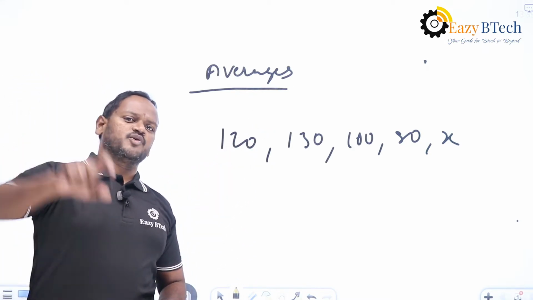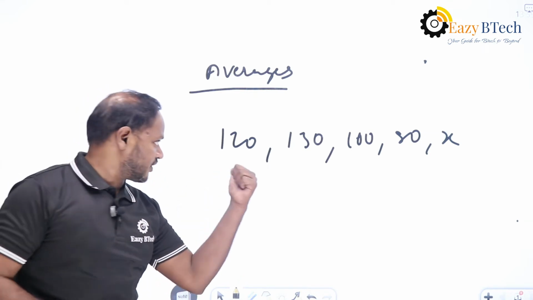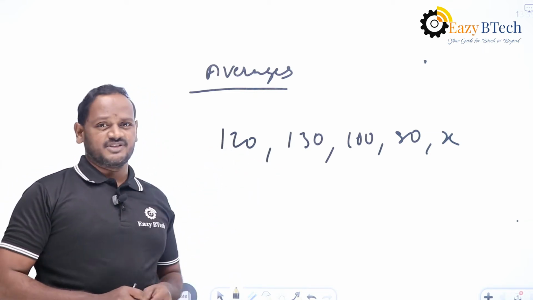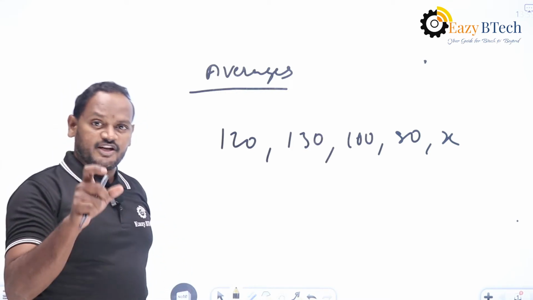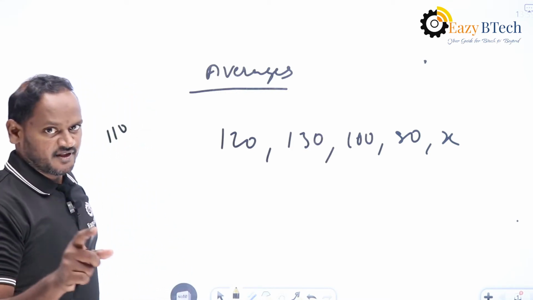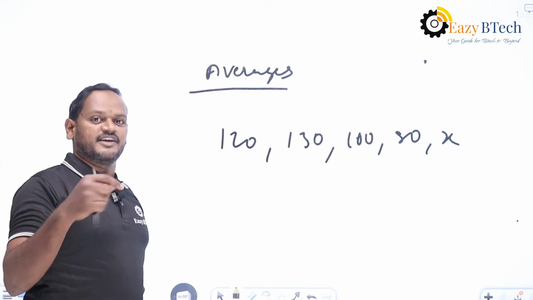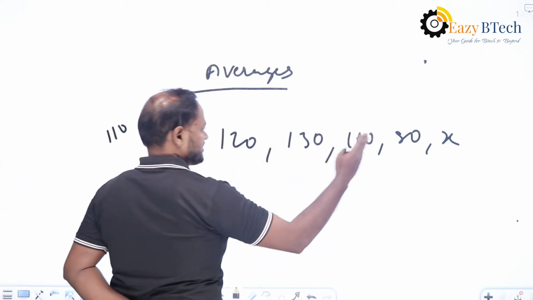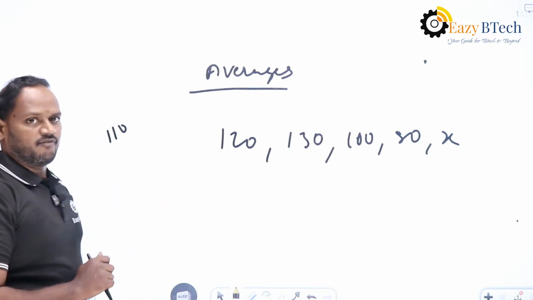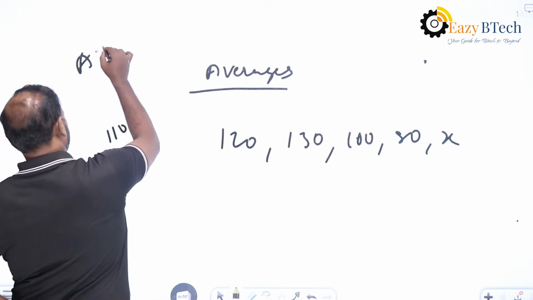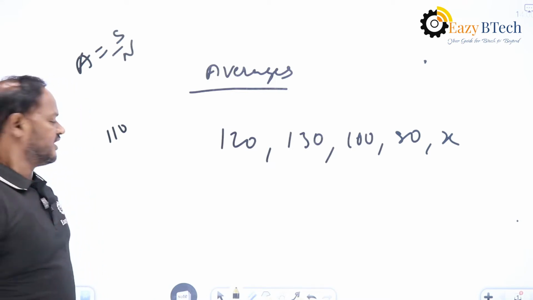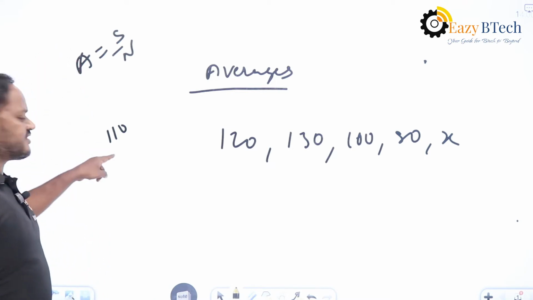According to your basic approach, what is your connection to the particular problem? But don't waste your time by using the particular formula procedures. Right? We need to increase your intelligence level. That's my intention. That is the main intention of easy BTech. Okay? Anyway, 120, 130, 100, 80 plus x. The average is given as what? 110. According to the formula, average is nothing but sum by numbers. Right? So in the place of average, he has given 110.